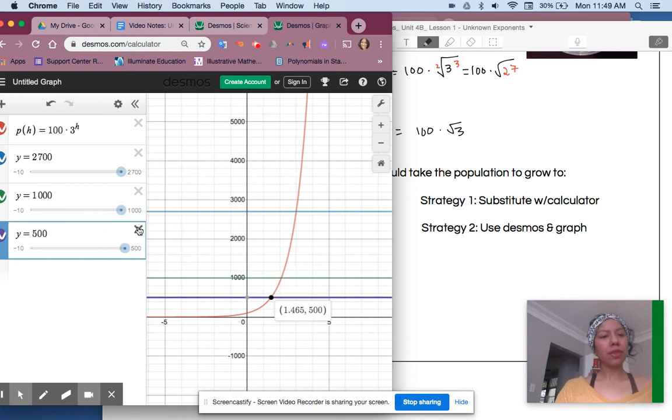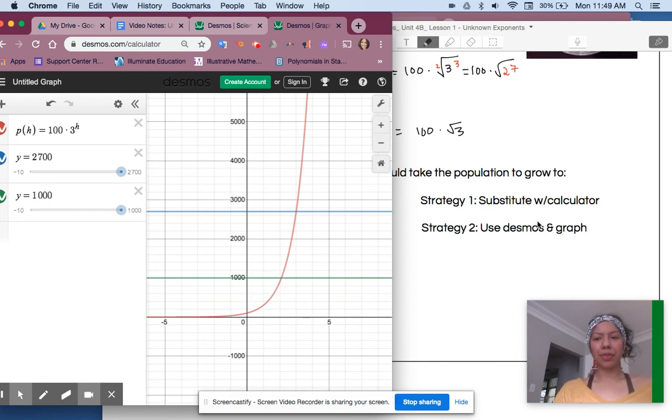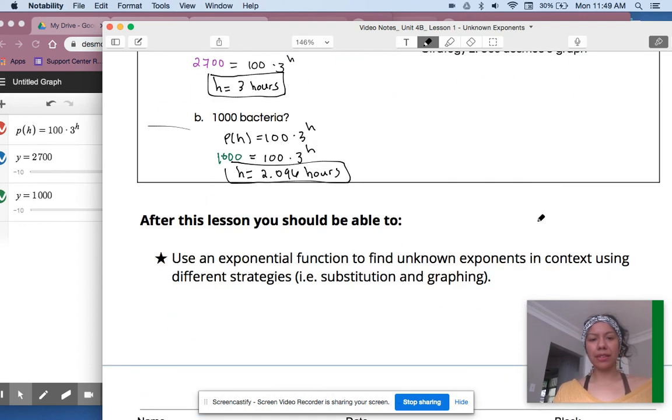Cool. That's it. So by the end of this video, you should be able to use an exponential function to find unknown exponents in context using different strategies, such as substitution and graphing. And that's it.